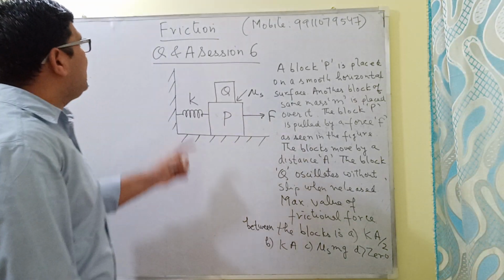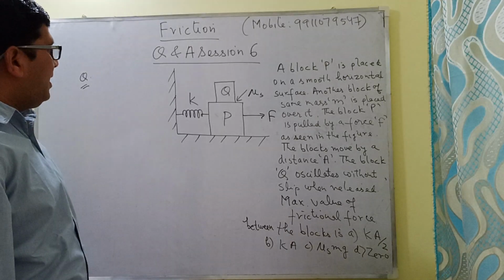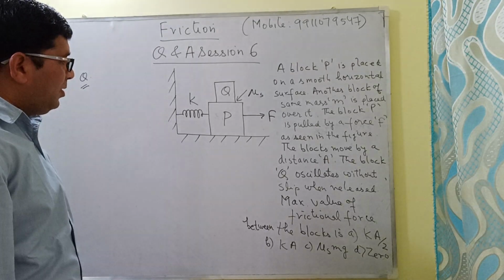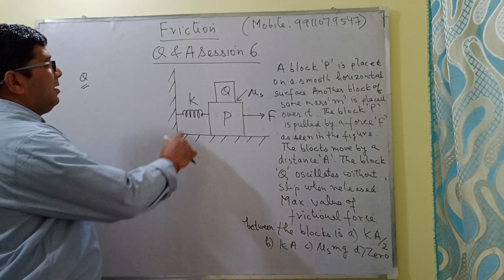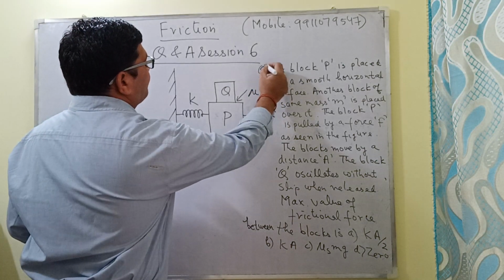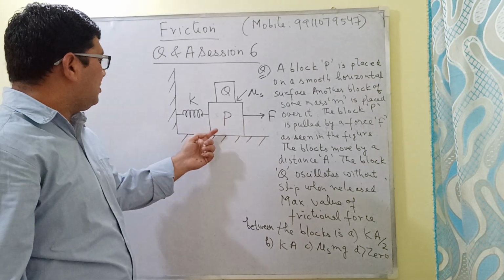Welcome back, students. Today is Q&A session 6 from the chapter of friction, and this is a very good question which I have taken from one of my reference books. This is the question: a block P is placed on a smooth horizontal surface.